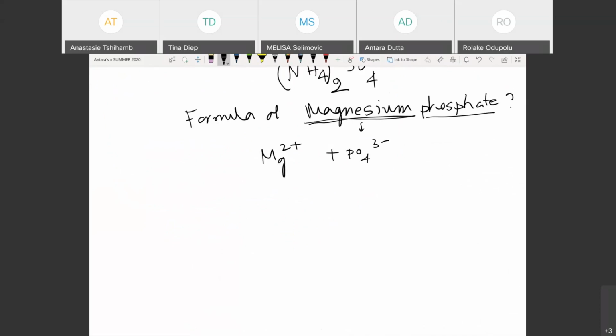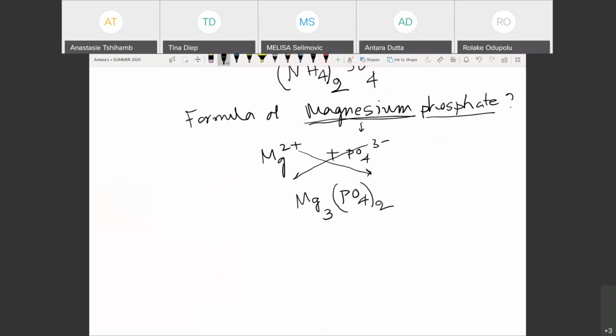Now how are you going to write it? You have to switch their charges because they are not equal. So when I switch, I write Mg3, then PO4. How should I write 2? Parentheses 2. Very good.